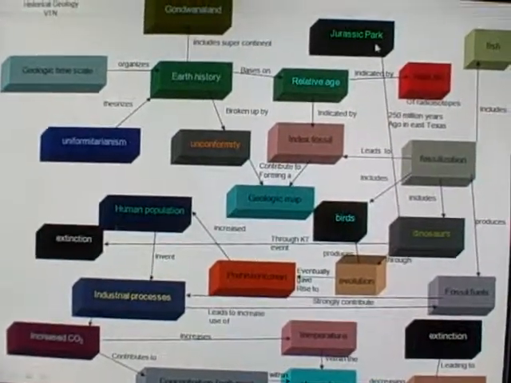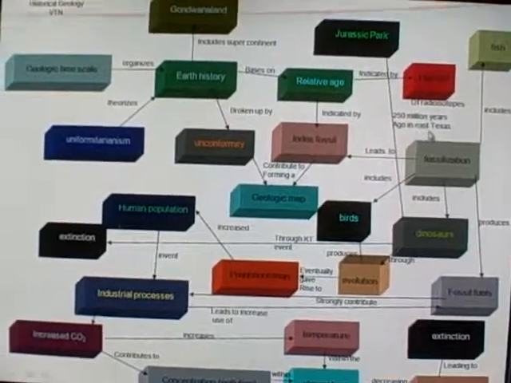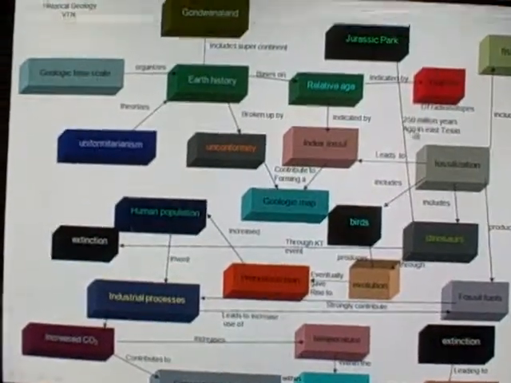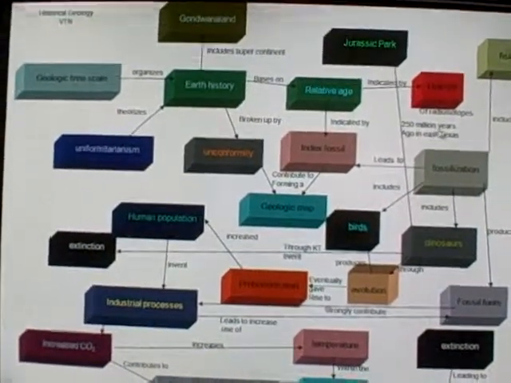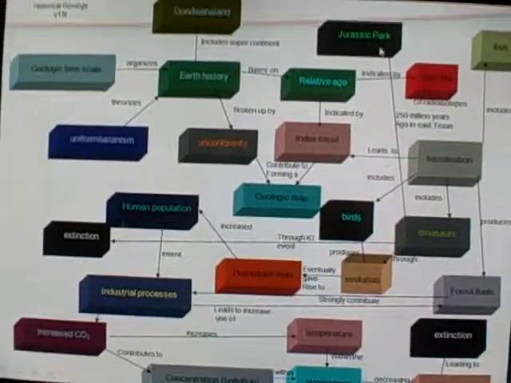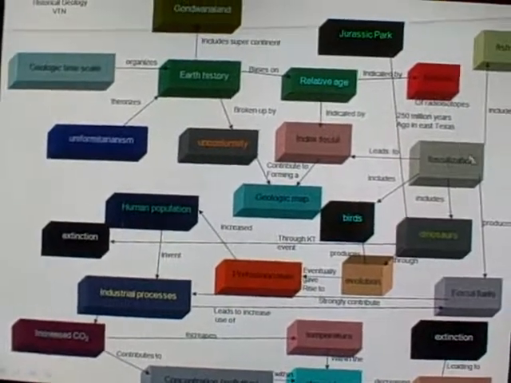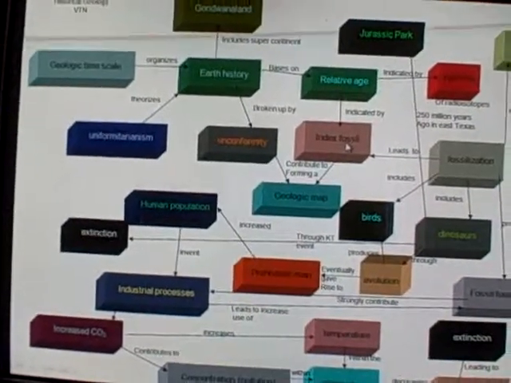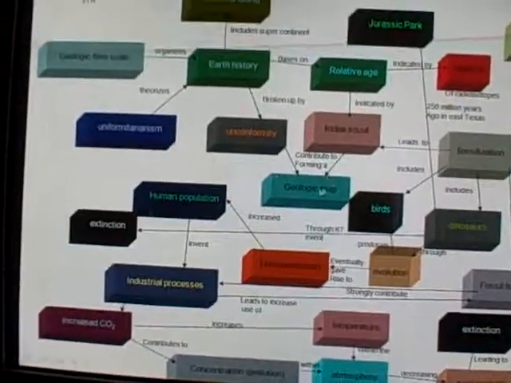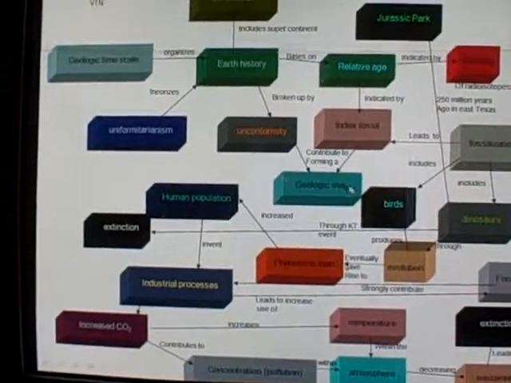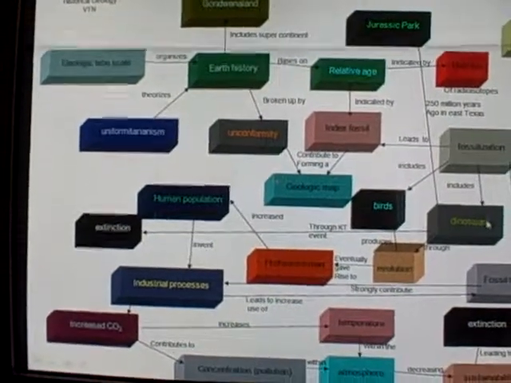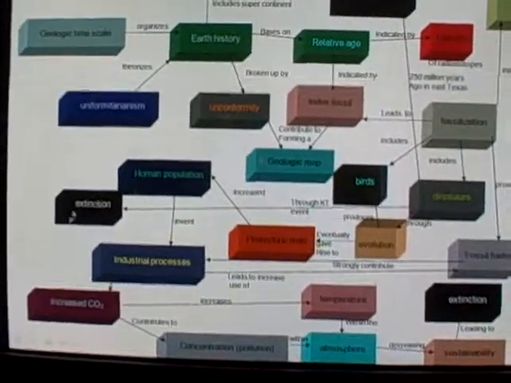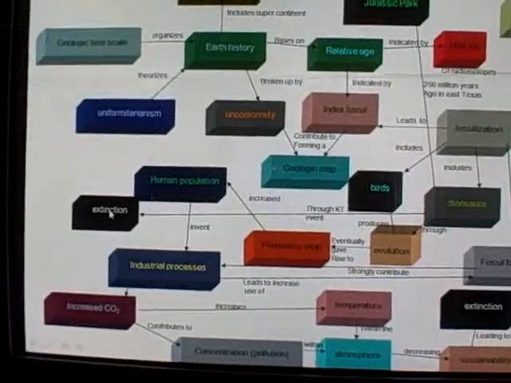Jurassic Park, 250 million years ago in East Texas. Well, actually, this goes this way. Dinosaurs found 250 million years ago in East Texas in Jurassic Park. Fossilization includes fish, leads to index fossils, which again contributes to forming geologic maps. So they use dinosaurs through the KT event, extinction. And of course, I chose black here for extinction because of death.